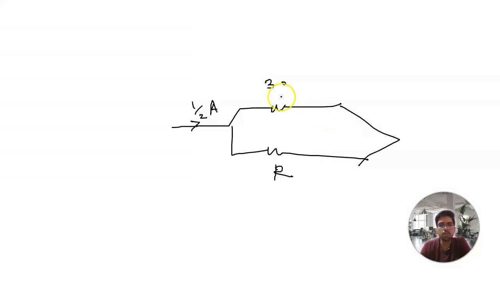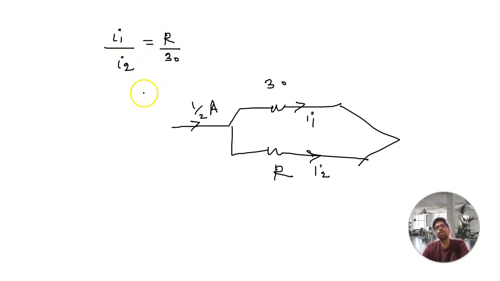Now moving to the solution. Here the current is I1, and here the current is I2. In parallel, what is constant? Potential difference. So I1 by I2 is R by 30. Now I want to know the value of R, so I2 will be 30 by 30 plus R into total current, and the total current is half.